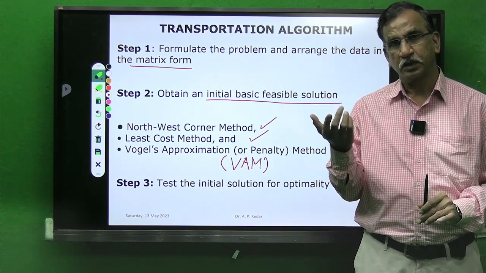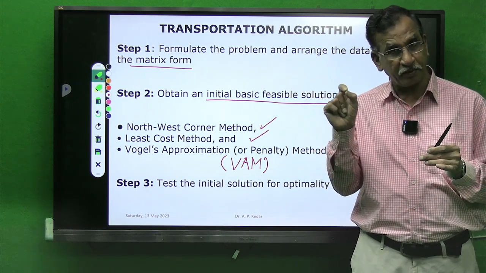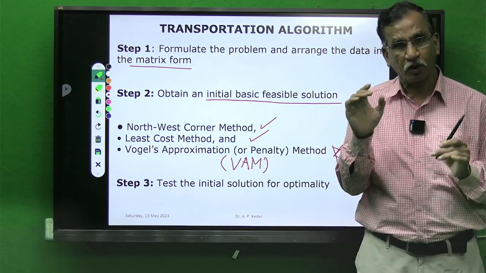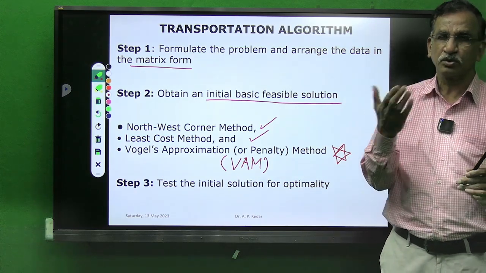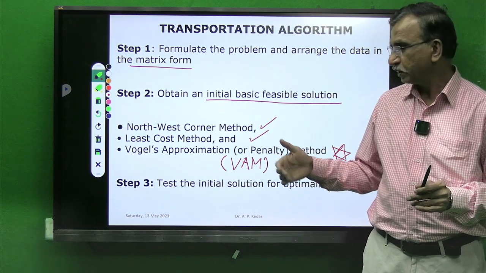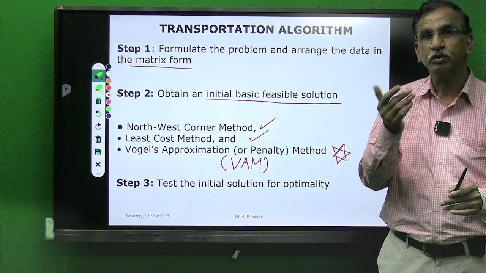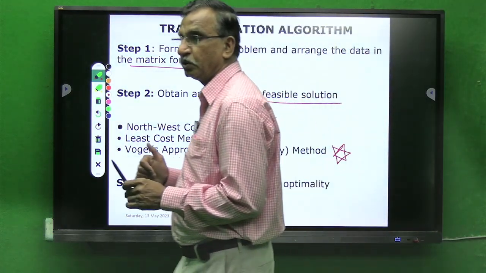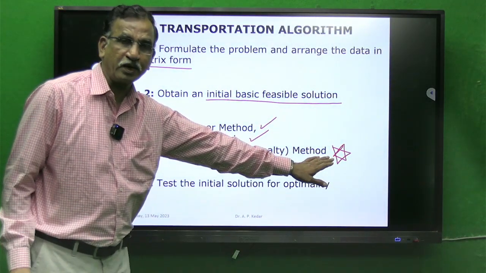In some cases, that initial solution itself may be the optimal solution, or if not, you are closer to the optimal solution. So a lot of labor and mathematical calculation is saved, since by this method you are reaching closer to the optimal solution. So here I have star marked that.